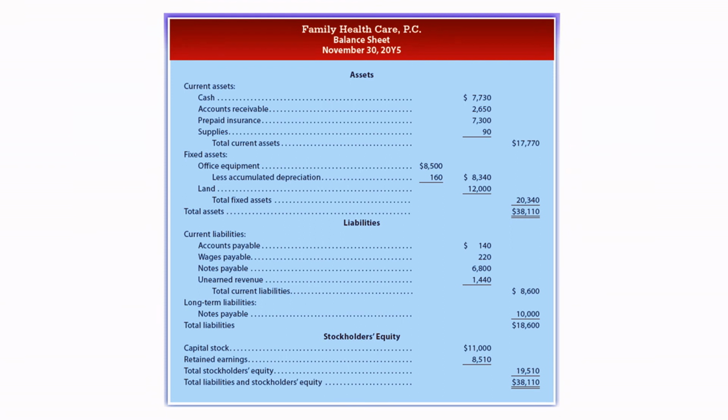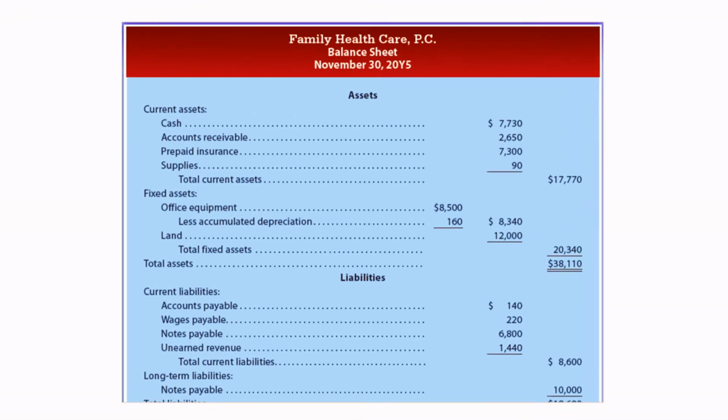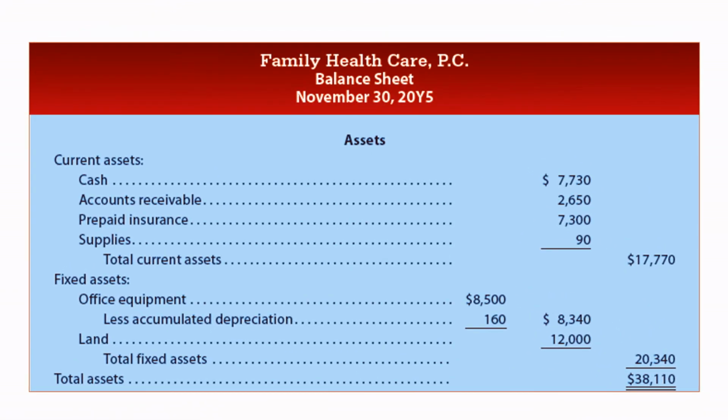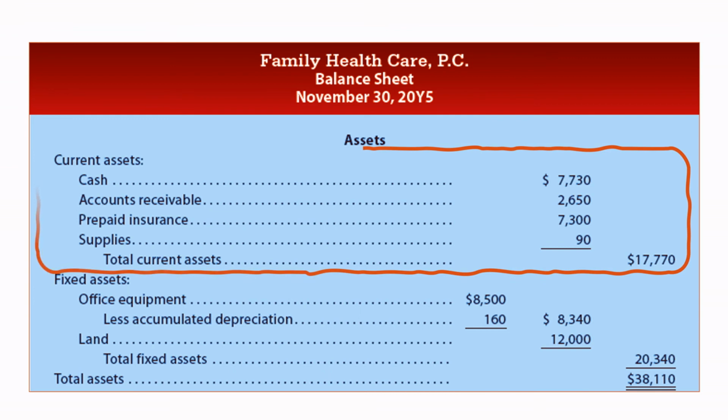The balance sheet on the screen is a classified balance sheet which has various sections, subsections, and captions. Assets on a classified balance sheet are normally reported as current assets, fixed assets, and intangible assets. Current assets are cash and other assets that are expected to be converted to cash or used up within 1 year through normal operations. These also include accounts receivable, prepaid expenses, and supplies.